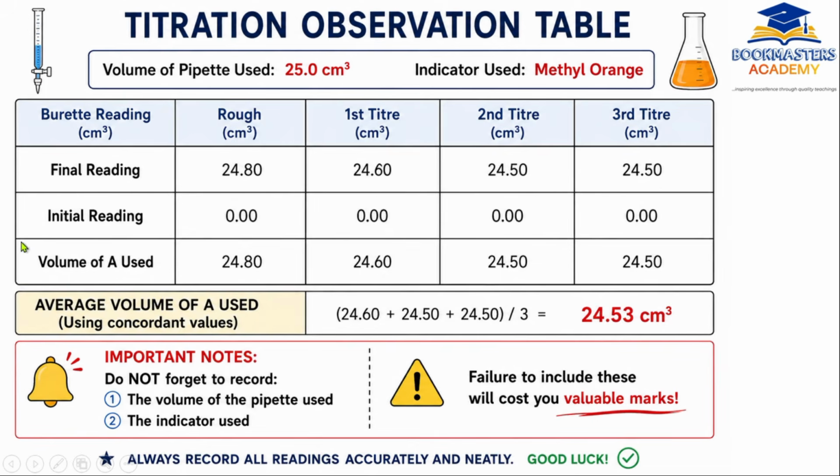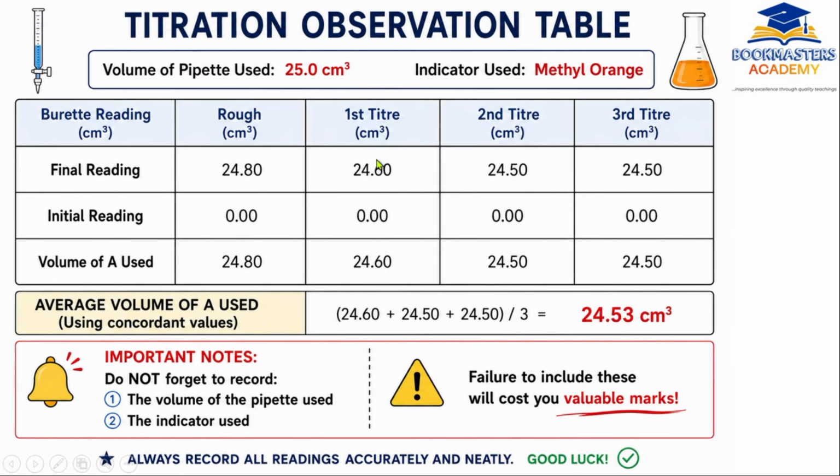So, after making your table correctly like this, you should ensure that you include the volume of pipette used as well as the indicator used. So if it's methyl orange, you indicate. If it's phenolphthalein, whatever it is, please include it on top of your table.